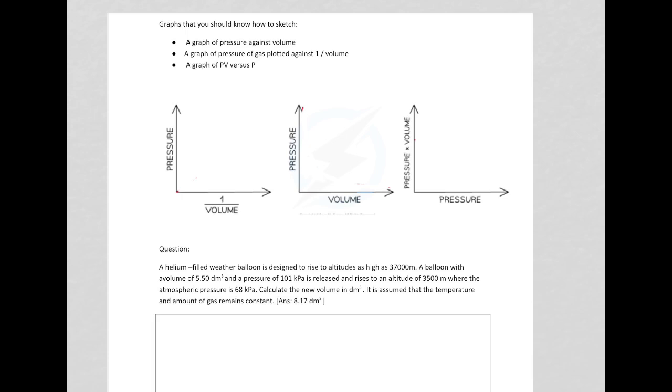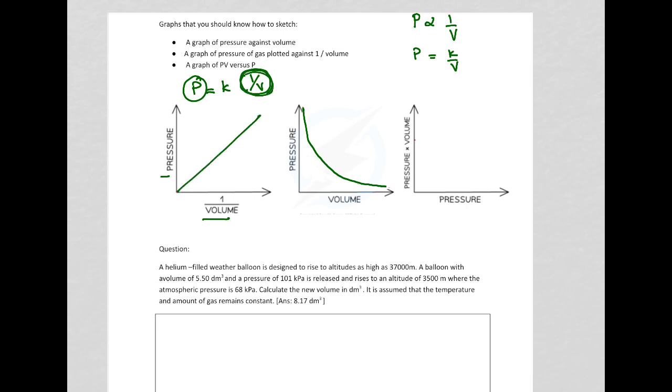So pressure is inversely proportional to volume, so P is equal to K over V. So P against V sketches like this. Now if I'm going to sketch pressure against 1 over volume, so we can have pressure is equal to K times 1 over volume. Then it becomes a direct relationship, so pressure against 1 over volume is a direct relationship, so it becomes a straight line.